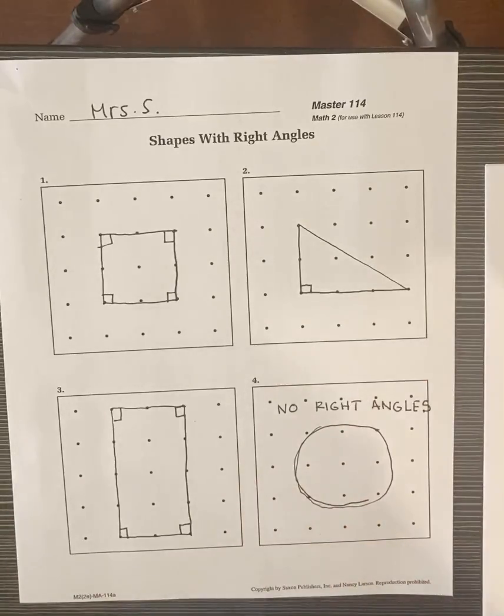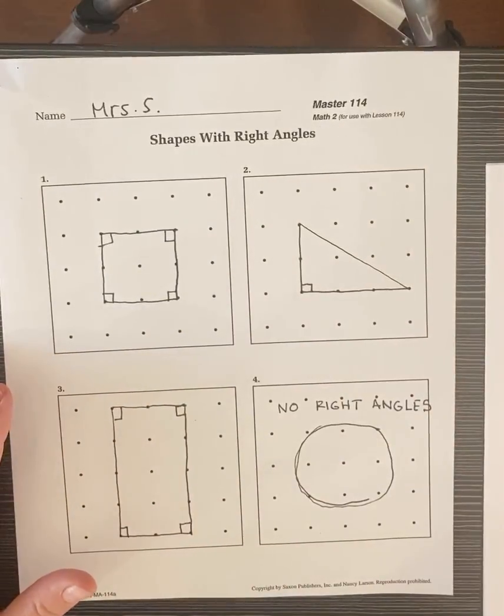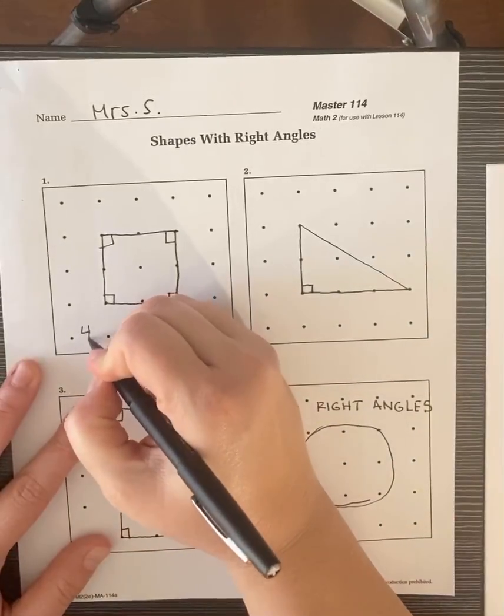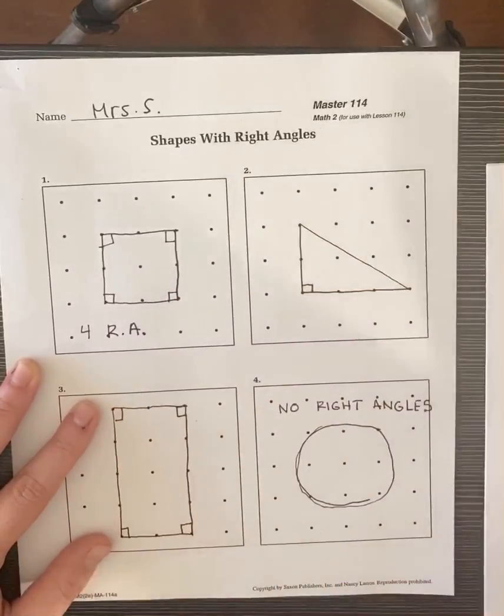All right, so let's go ahead and go back through. We just measured all of these and checked them all out. We used our ruler trick and our paper trick. So how many right angles do I have on a square? Go ahead and shout it out. 4. So I'm going to write 4 right angles. I'm going to abbreviate it, RA.